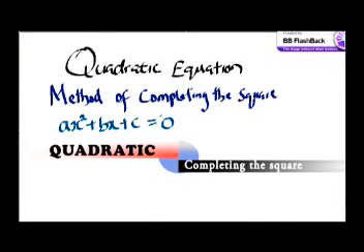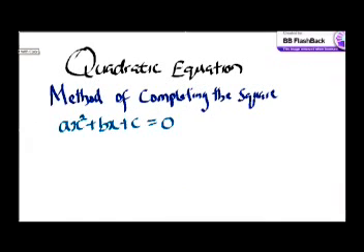Welcome to the program. My name is Sarah Makibino, and today we'll be looking at quadratic equations using the method of completing the square. A quadratic equation is a trinomial that is usually solved by factorization, but the type of quadratic equation that is not able to factor is solved using the method of completing the square.